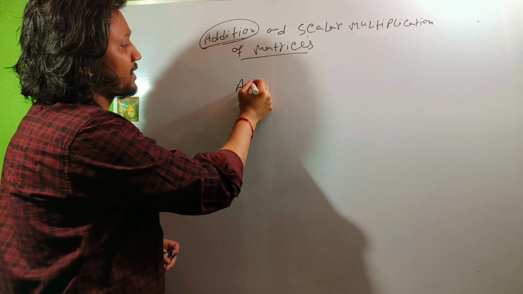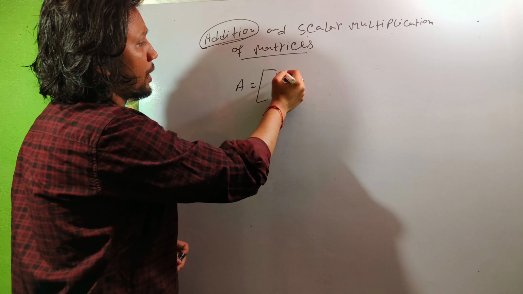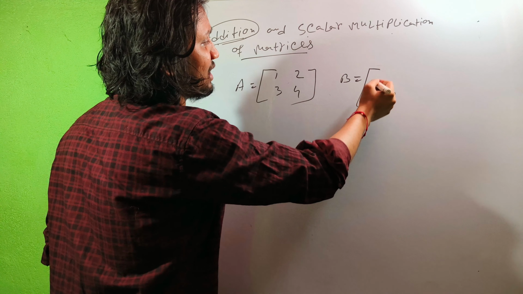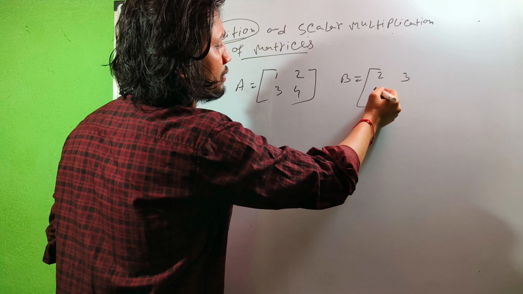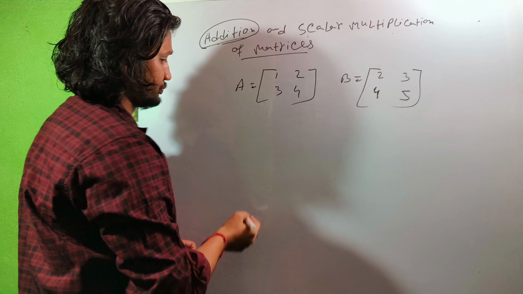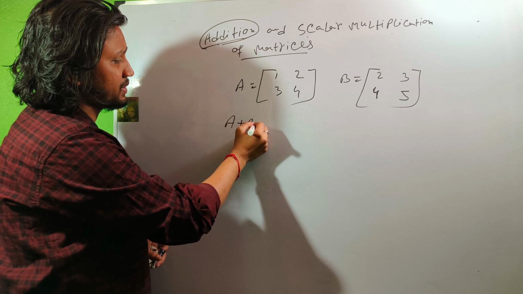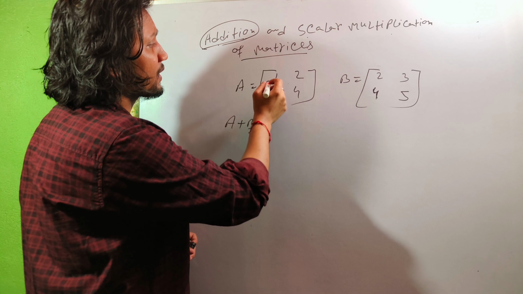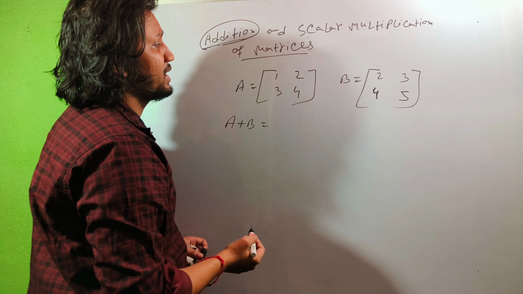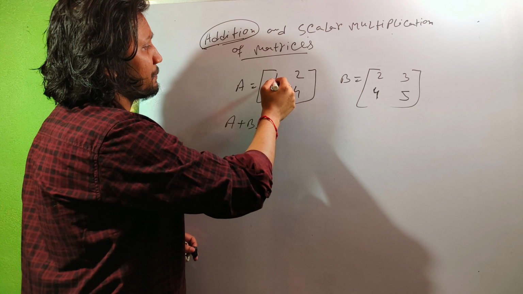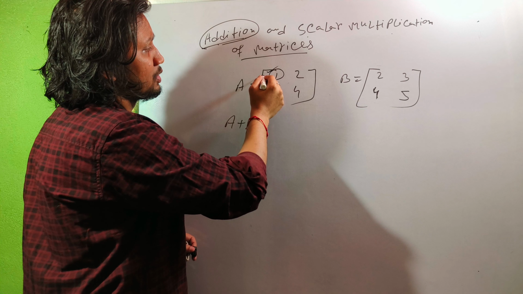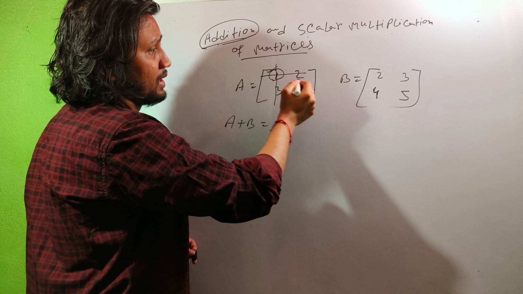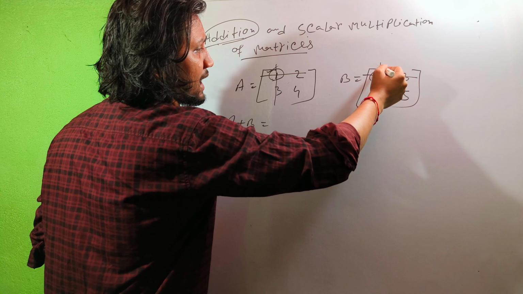If we take two matrices, A is equal to 1, 2, 3, 4 and let B be another one having elements 2, 3, 4, 5. Then if we take A plus B, that is if we want to add A and B, then the corresponding elements of A and B will be added up. That is, the first row and first column's element is 1 here, and 2 is here also in first row and first column.